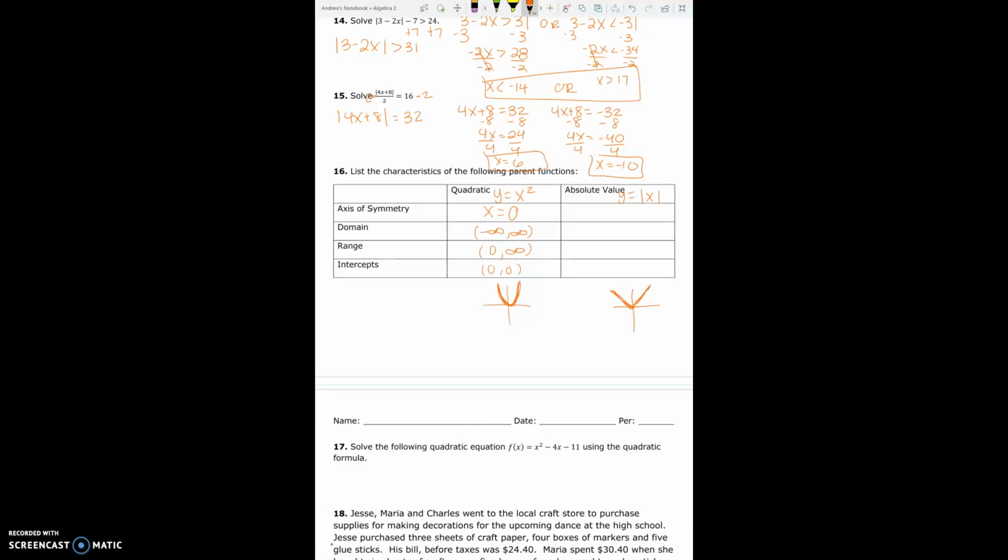Absolute value, axis of symmetry, straight through the middle, which is also at x equals 0. Domain is also negative infinity to positive infinity. Range is also 0 to infinity. And my intercept is also (0, 0). One thing I need to be careful about, there's going to be a bracket on the 0 because it is included in our graph.